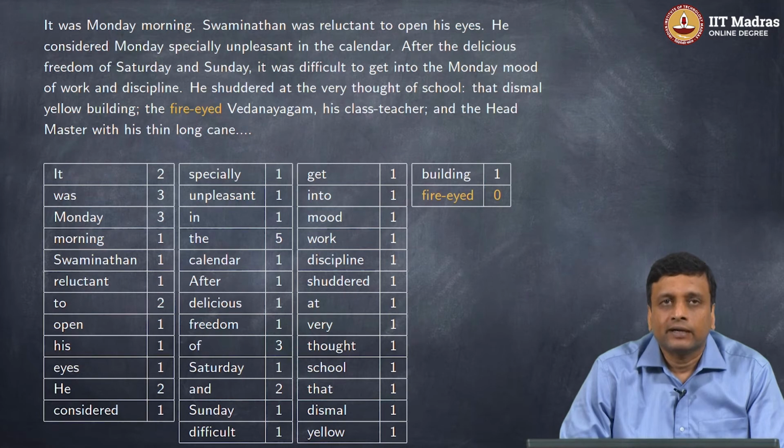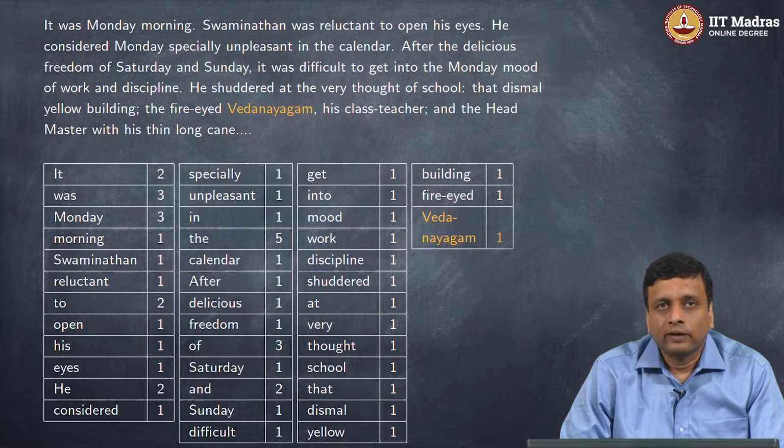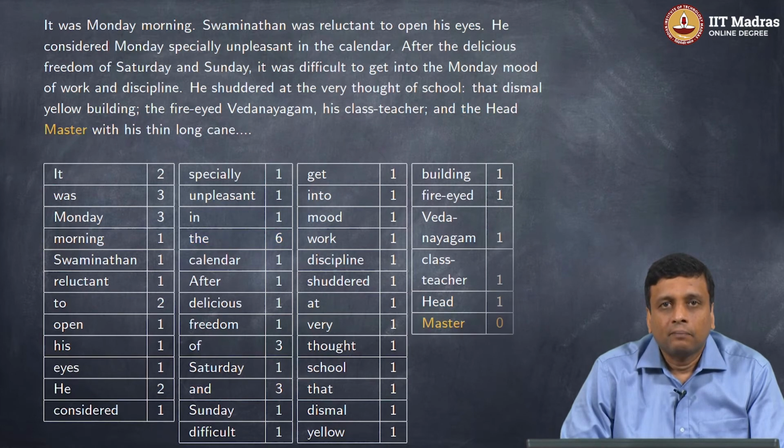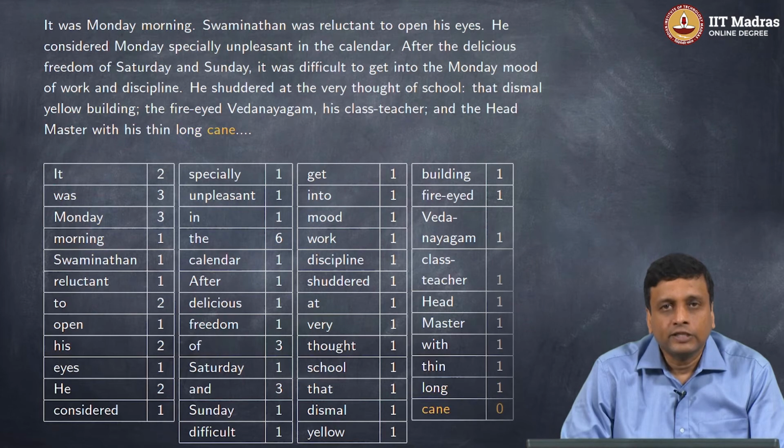Fire-eyed, remember we said that fire-eyed we will treat as a single word for our purposes. So, fire-eyed becomes 1. Vedanayagam is a new word, becomes 1. His we have seen before, it goes from 1 to 2. Class teacher again we are treating as a single word, though it is hyphenated. So, it goes from 0 to 1, and now goes to 3. The goes to 6. Head is 1. Master is 1. Width is 1. His was already 2, so it goes to 3. Thin is 0, goes to 1. Long is new, goes to 1. And finally, cane is new and goes to 1.